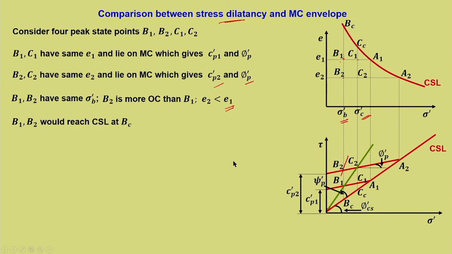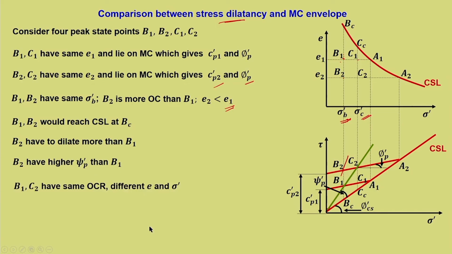B1 and B2 would reach the CSL at BC, that is already there. Now B2 has to dilate more than B1, and accordingly B2 dilates more. Even though the initial stress condition is the same, it does not mean that the dilation is going to be the same. We also need to consider how much overconsolidated the given sample is. Definitely B2 has to dilate more, and hence the dilation angle will be more. So B2 has a higher dilation angle psi dash P than B1.